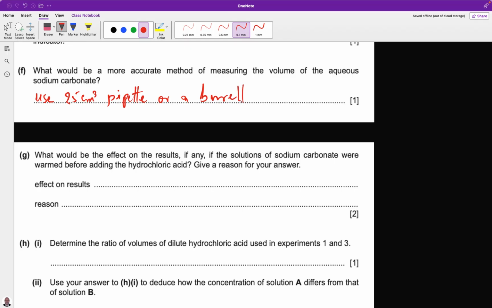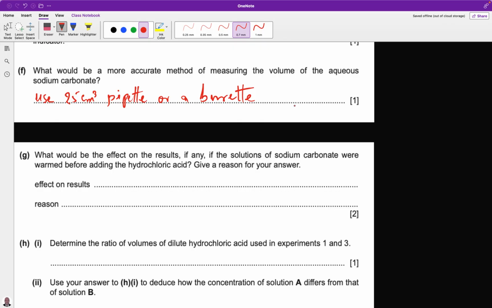A burette is good. These are the only equipment that are required for accuracy: the pipette and the burette. And in this titration, we needed a 25 cm³ pipette or a burette for accurate measurement.